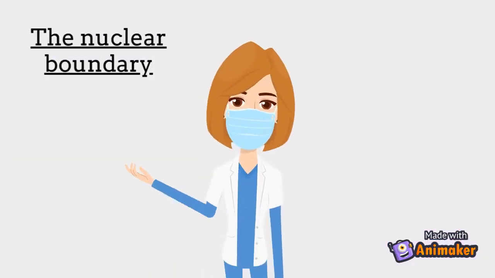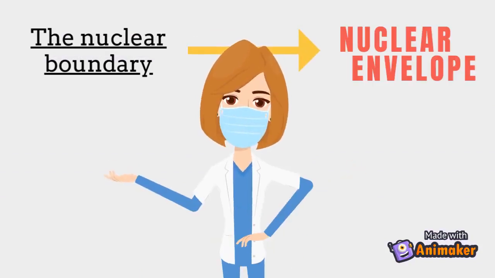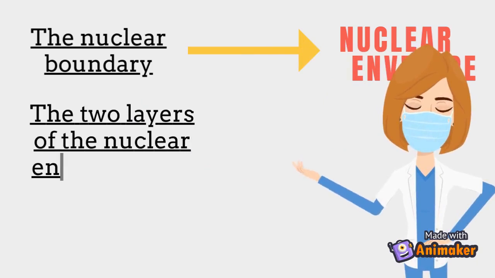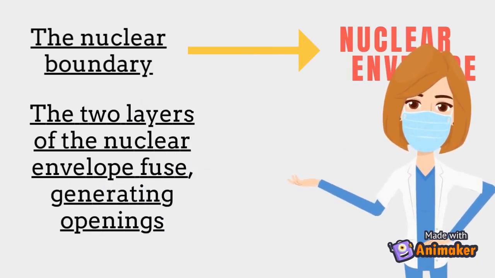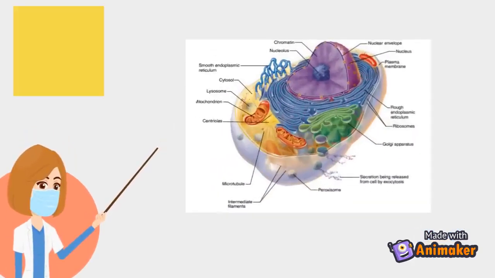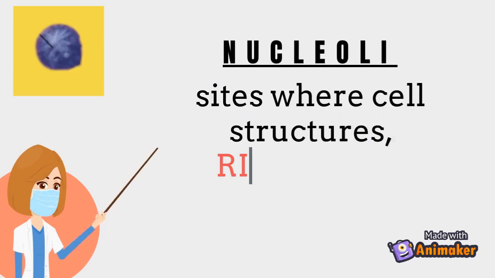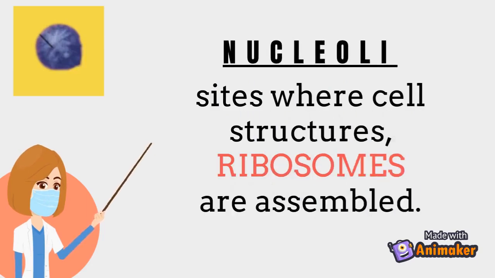The nuclear boundary is a double membrane barrier called the nuclear envelope or nuclear membrane. The two layers of the nuclear envelope fuse, generating openings called nuclear pores. The nuclear envelope allows some but not all substances to pass through it. Let's take a closer look at the anatomy of the generalized cell. The nucleoli are sites where cell structures called ribosomes are assembled.